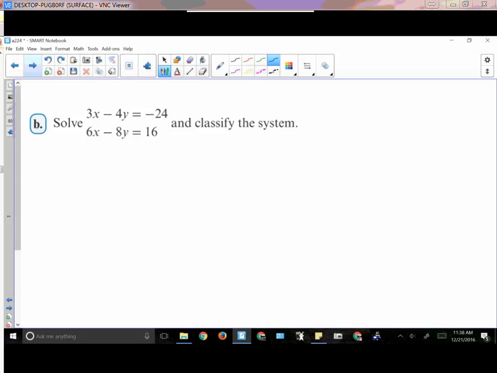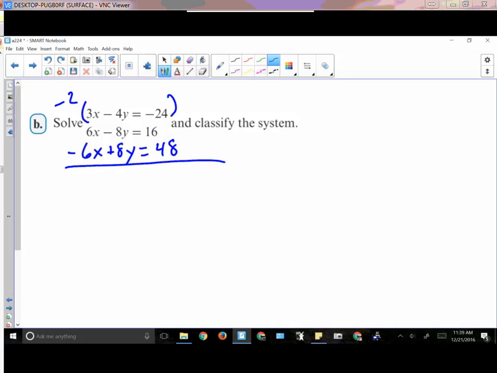Now, I'm looking at this one. I got a 3x and a 6x, a negative 4y and a negative 8y. Okay? I want to get rid of something. Well, I think what I'm going to do here is I'm going to take the top equation, multiply it through by a negative 2. Because if I take negative 2 times 3, that gives me negative 6x. Right? So I got the same variable, same coefficient, opposite signs. When I multiply that over here, I get plus 8y. When I multiply that over here, I end up with 48.